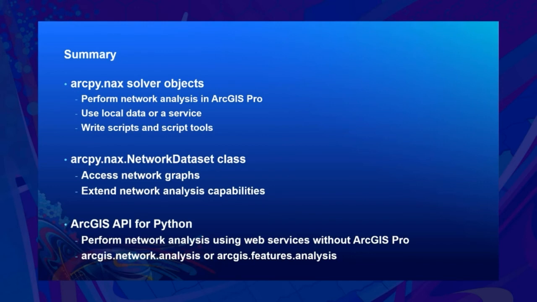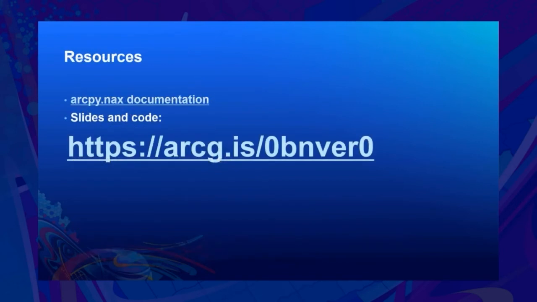The ArcGIS API for Python is for performing network analysis using web services without ArcGIS Pro. And you can either use the arcgis.network.analysis or the arcgis.features.analysis modules. Here again are some resources for you. The arcpy.nax documentation is a great place to go for more code samples and details on how that module works. And again, you can download the slides and code that we showed today from this address.